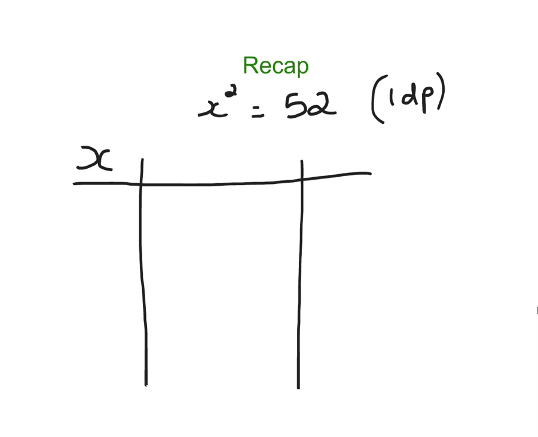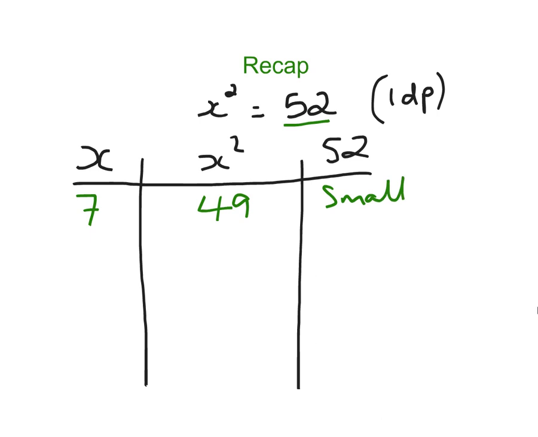x squared equals 52 goes on the top. Now we're going to take any value of x and then we're going to square it and see whether it's bigger or smaller. Well, let's start with one that's sensible, that's around the 52. Well, I know that 7 squared is 49, which is a little bit too small. So we're going to choose the next number up, which is 8. 8 squared is 64, which is too big.